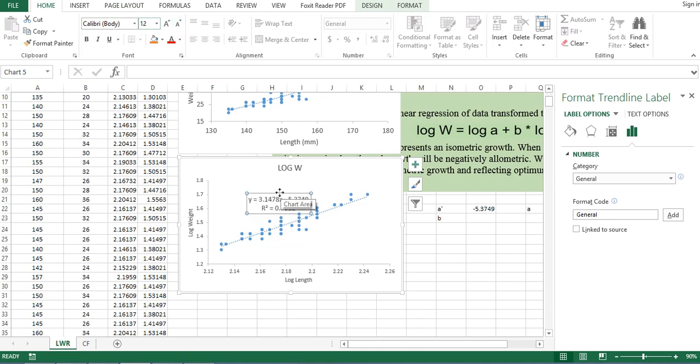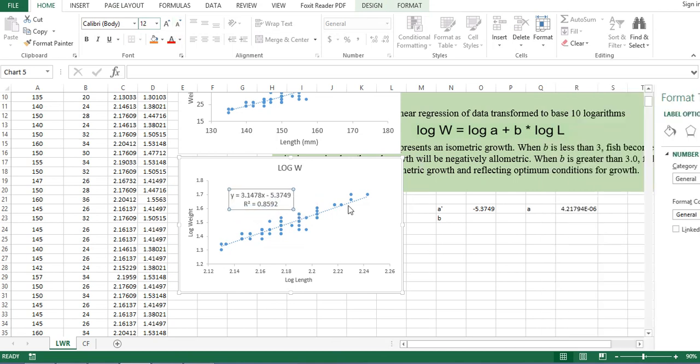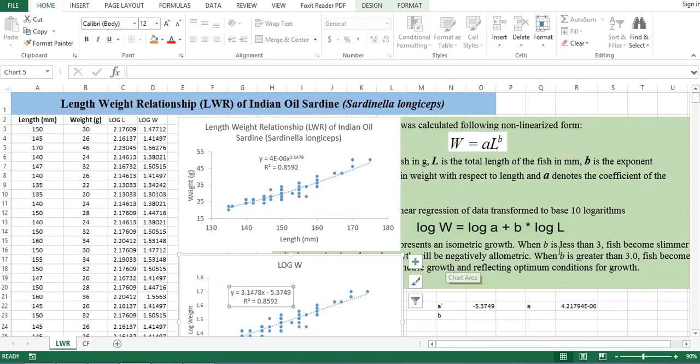And from this relationship you estimate two things. One is that you can tell how is the good health of this species. Here b is greater than 3, so it's a positive allometric. Positive allometric means it's a good condition and the growth is very good. And on the other hand, from this relationship you can also calculate the weight. If you don't have the weight, if you have the length, then you can predict the weight, or if you have the weight you can predict the length. So this is all about the length weight relationship.